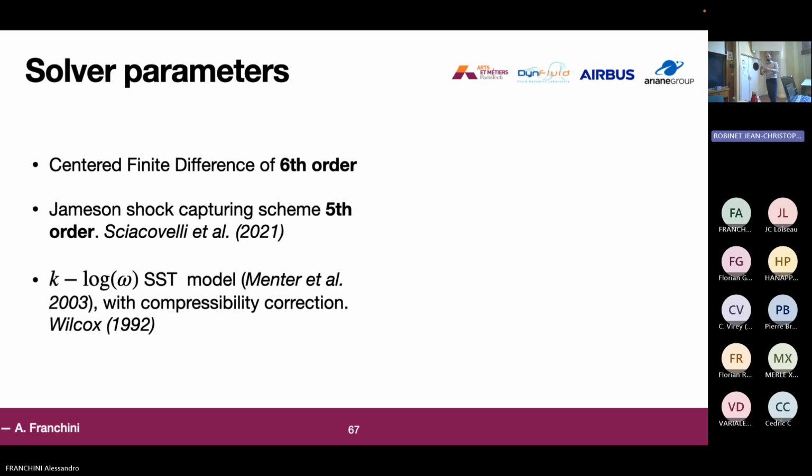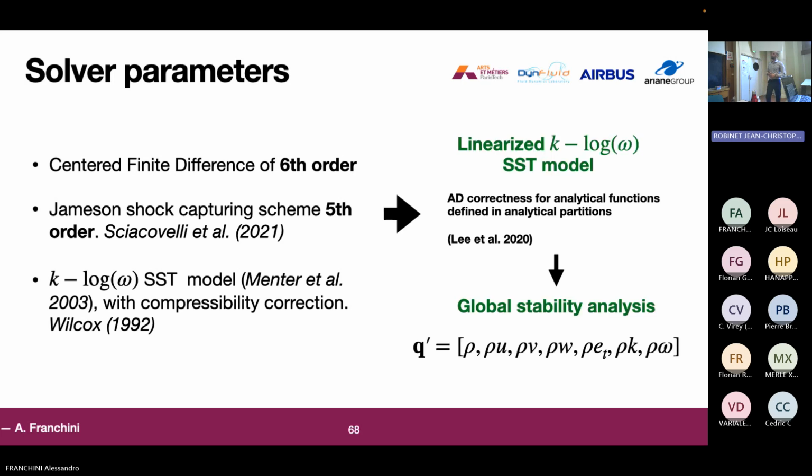And we use the log omega model in order to reduce the effect of the big gradients that can appear near the nozzle, near the boundary layer, that could generate some numerical oscillations. Then we linearized this k-log-omega SST model with automatic differentiation, and at this point we asked the question: is it correct to differentiate automatically a model which is non-differentiable? We found some work in which, with a particular definition of correctness, we can say that if we have a function that is defined analytically inside analytical partitions, since automatic differentiation is actually a differentiation by parts, this is correct, and we can continue to use this approach.